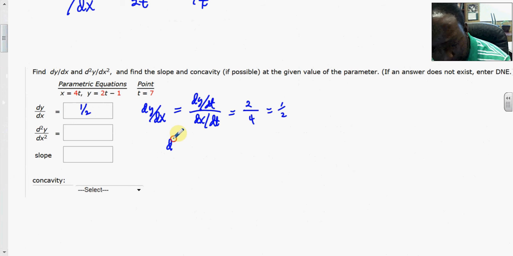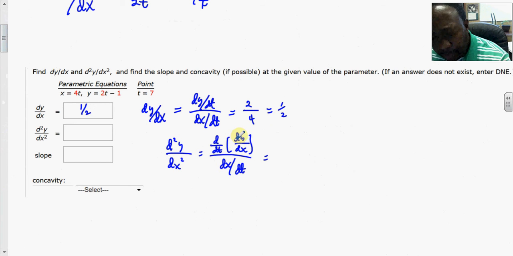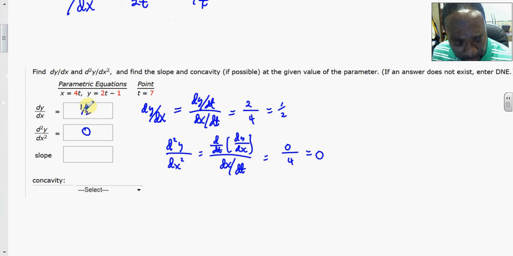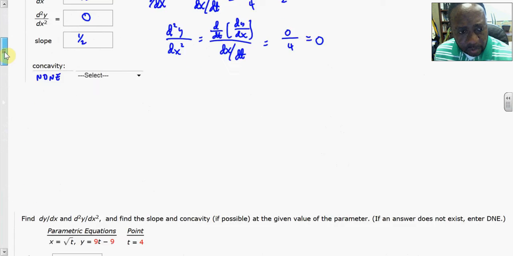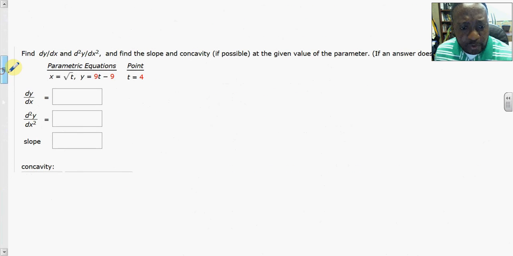The second derivative with respect to x is the derivative with respect to t of the first derivative, and that's divided by dx over dt. Well, the derivative of 1/2 is 0, and that's divided by dx over dt, and we got 4. So this is 0. The slope here is 1/2. And then in terms of concavity, well, if the second derivative is 0, then this is a straight line, so there's no concavity. Let's move on to the next one.